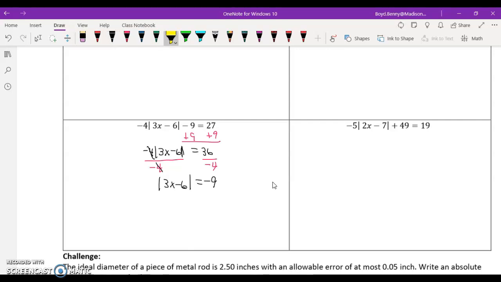Now I notice right here I've got an absolute value expression, isolated, just absolute value, equals a negative number. And that cannot happen. Therefore, this is a no solution. Okay, let me caution you again. Absolute value equals a negative number is a no solution.